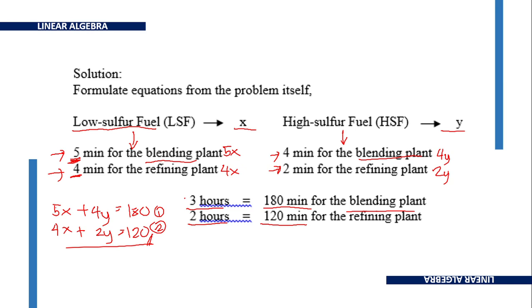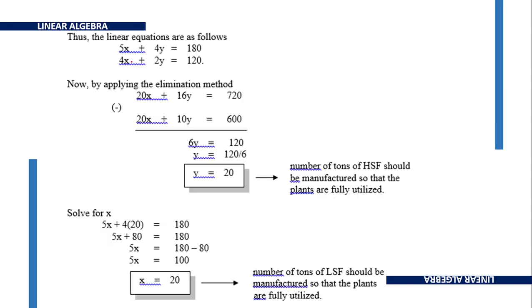Alright, let's continue. So, we have equation 1 and equation 2 written here. By applying again the elimination method, okay guys, basically, we always use the elimination method to get the value of a certain or a specific variable. Let me write here our equation 1 and equation 2.